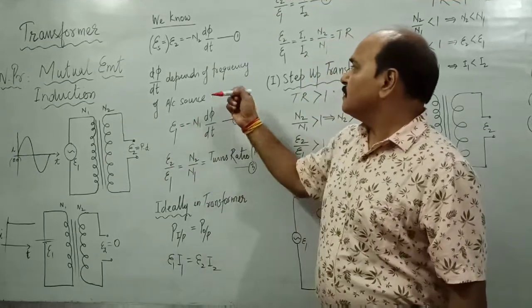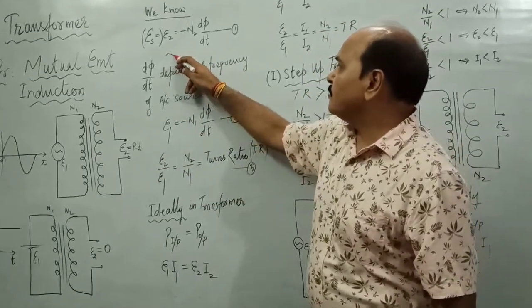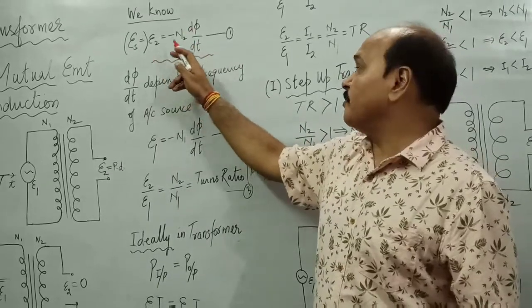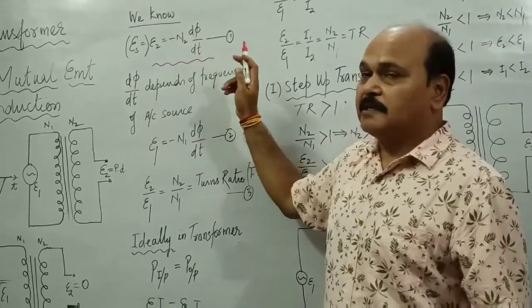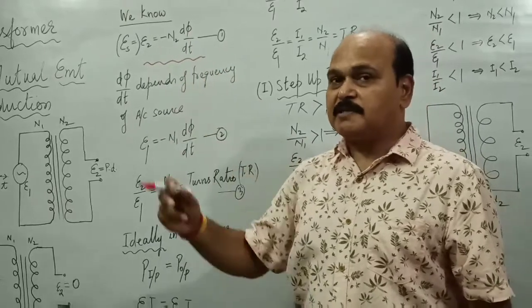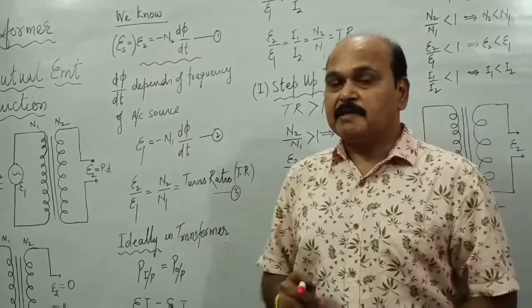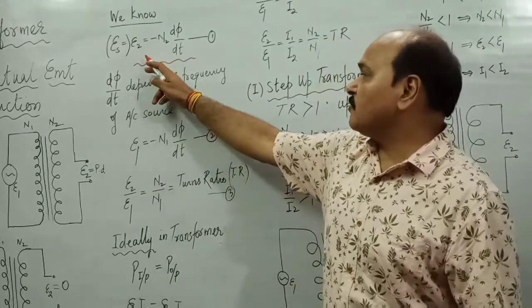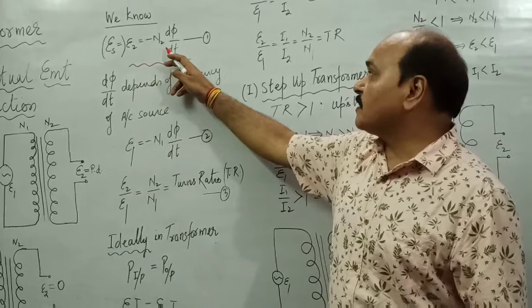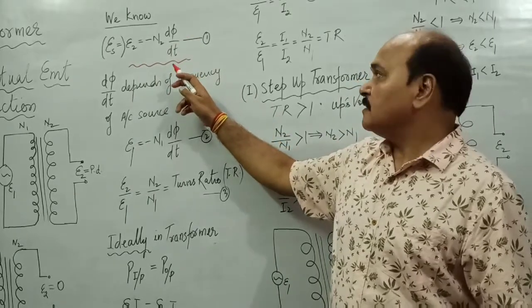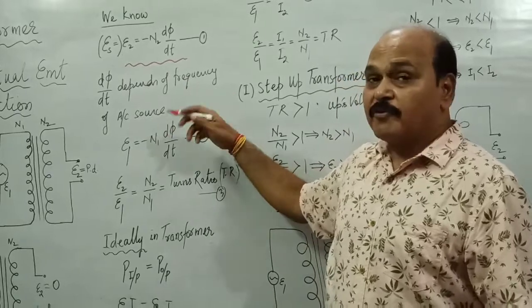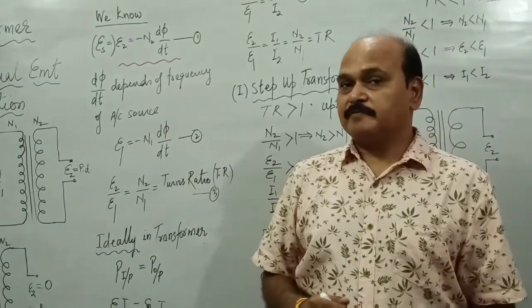We studied that the induced EMF across the secondary coil, E2, is equal to minus N2 times d phi by dt. This expression we studied when we were studying mutual electromagnetic induction. So the induced EMF across the secondary coil is minus N2 times d phi by dt. The rate of change of flux d phi by dt depends upon the frequency of the alternating source.